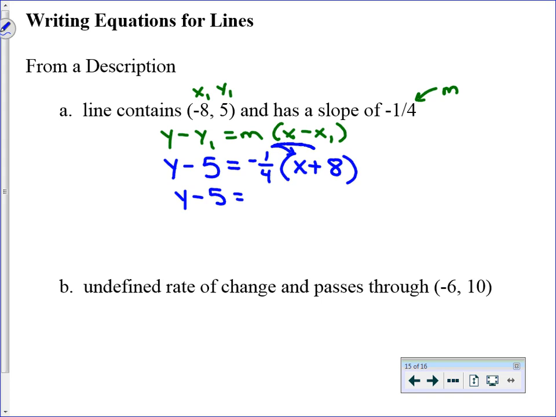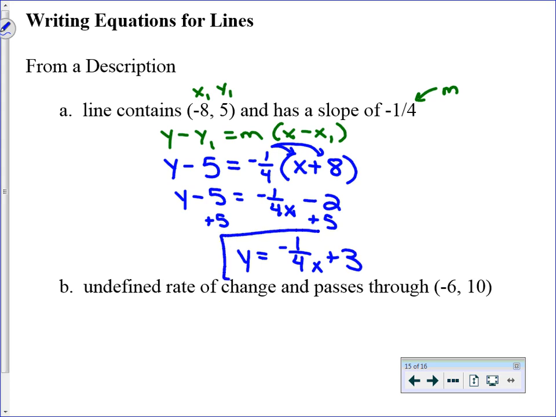Because as you're going through, we need to do the distributive property, negative 1/4 x, and you multiply a negative 1/4 with a positive 8, and you are going to wind up with a negative 2. Check your calculator to make sure you got that same answer. And now as we go through, we can add 5 to both sides. So we get our final answer of y equals negative 1/4 x plus 3, and we've simplified that into our lowest terms.